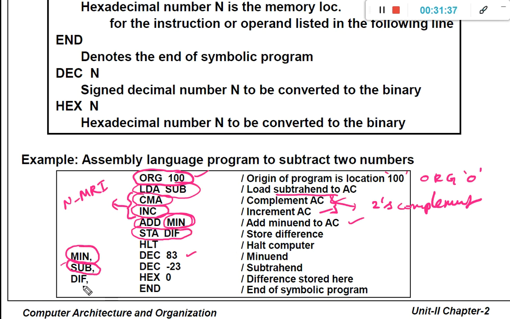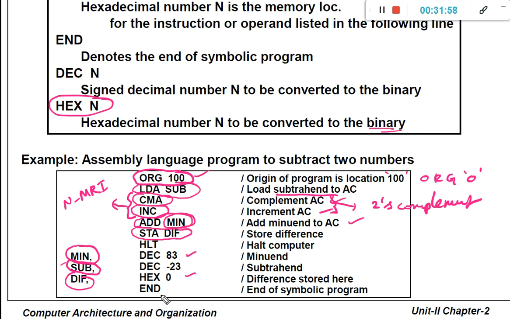So for that purpose I am defining the DIF variable as hex 0. So that is the difference, stored as a hexadecimal value. Okay. So here you can see we can store the content either in hexadecimal or in decimal. Ultimately these hexadecimal and decimal values must be converted into binary.